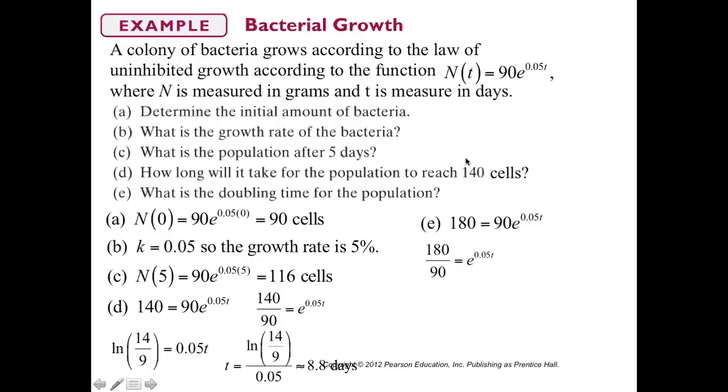The next question asks us how long it's going to take for the population to reach 140 cells. So this is a little bit different than what's given in C. C wanted you to find the population after 5 days. In this one, they give you the population and they want you to tell them how long it takes to reach that population. So what we're going to do is take our 140, which is what we're interested in, and substitute that in for n of t. So we have 140 equals 90 times e to the 0.05t power.